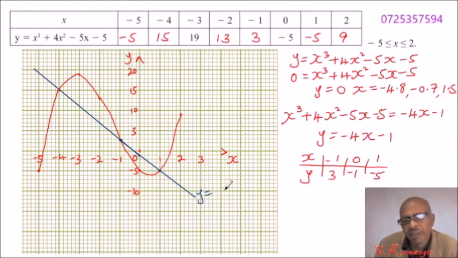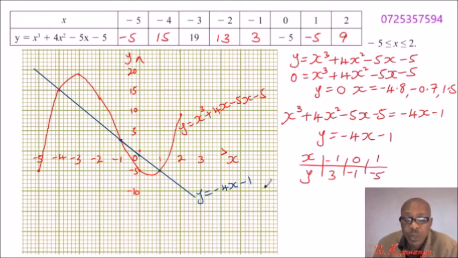Okay, I had forgotten to label my graph. Always remember that. So it is y = -4x - 1, and the other one is y = x cubed + 4x squared - 5x - 5. Very important, you label your graphs.